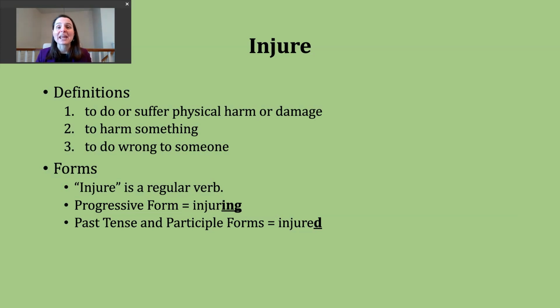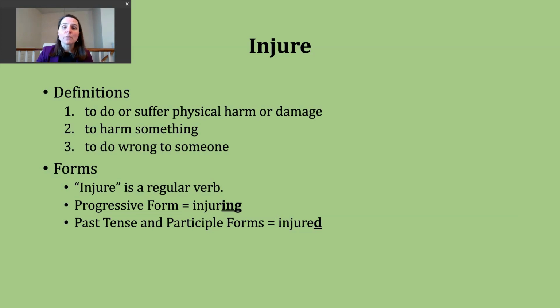Our base verb, though, injure, ends in a voiced R sound. So our past tense ending is going to make a D sound, and we're not adding an extra syllable as we say it. So it should sound like this: injured, injured.